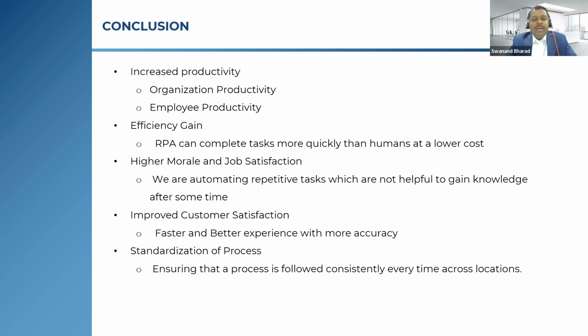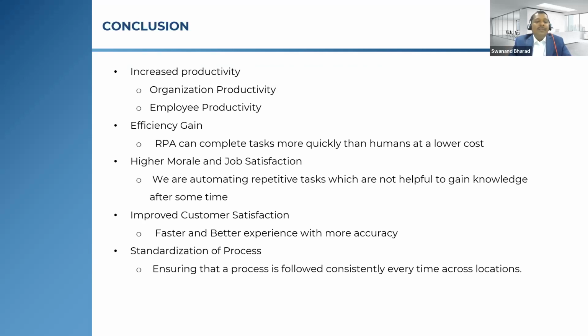So what is the conclusion of this session? Increase productivity. When we say increase productivity, what exactly are we increasing? We are increasing organization productivity and employee productivity. Organization productivity means we are implementing these RPA bots or RPA automation globally for each and every city and country. So it will help to increase the productivity globally, for each and every region, each and every city.